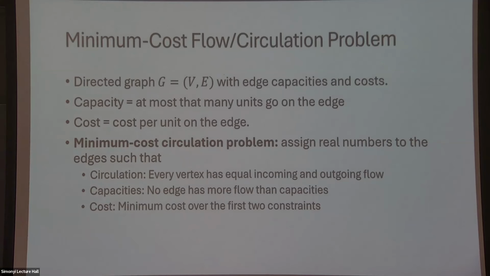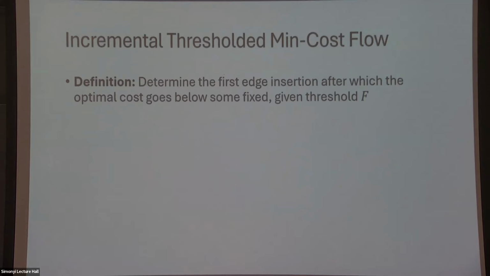So instead of studying the incremental cycle detection problem, what we actually study is the much more general incremental threshold min cost flow problem. As edges arrive into a graph, and there's some fixed threshold F given at the start, you want to decide the first instance at which the minimum cost circulation has cost at most F.